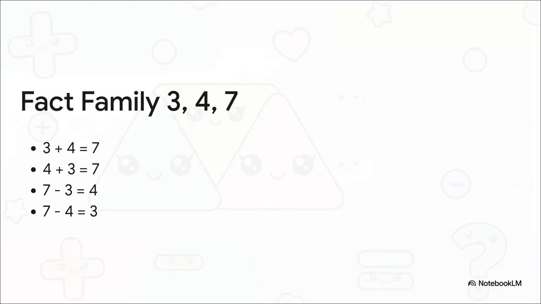We'll use the numbers 3, 4, and 7. First, we can add 3 plus 4 equals 7. But wait, we can also flip that addition around to say 4 plus 3 equals 7. It's the same team, just standing in a different order. Then we switch to subtraction. We start with our biggest number, 7, and take away 3 to get 4. Or we can take that 7 and take away 4 to get 3. So we've got two addition equations and two subtraction equations. That right there is a complete, happy fact family.